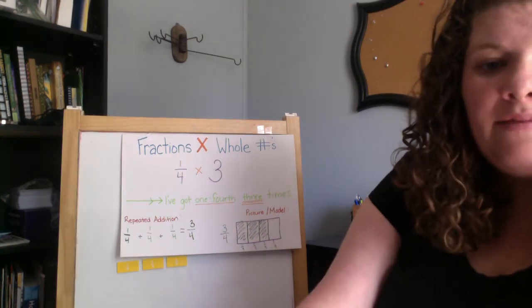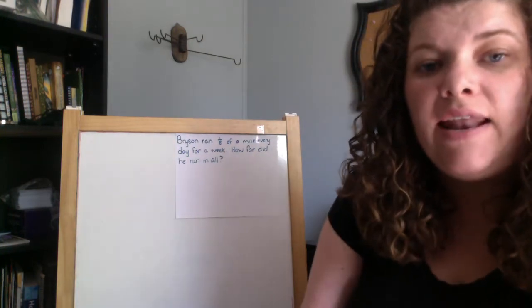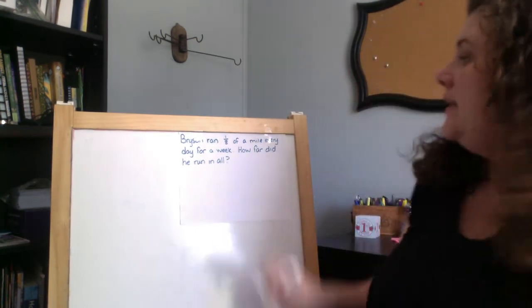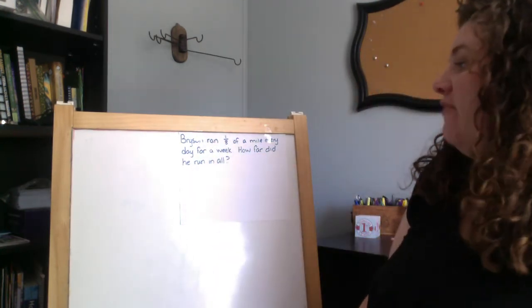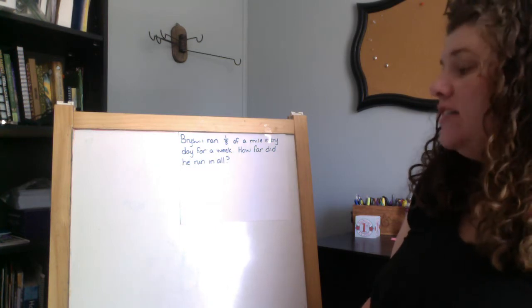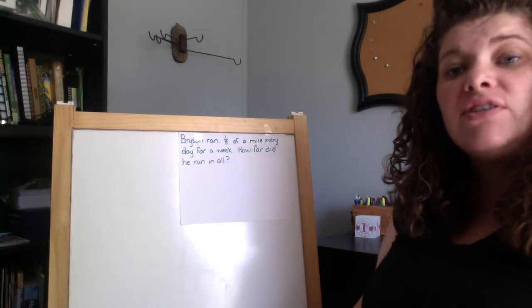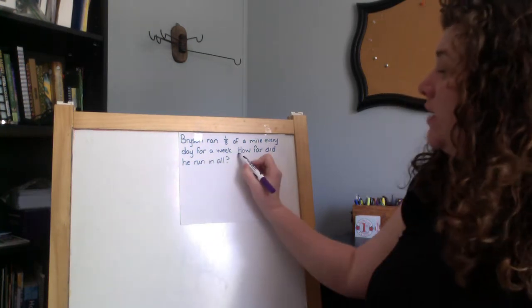All right, we're going to look at another one. We are going to look at a word problem. I'll try to move this so that you can see it a little bit better. It says Bryson ran 1/8 of a mile every day for a week. How far did he run in all? So when we're doing model drawings, our first step is to figure out what the question is asking us. So the question says, how far did he run in all?